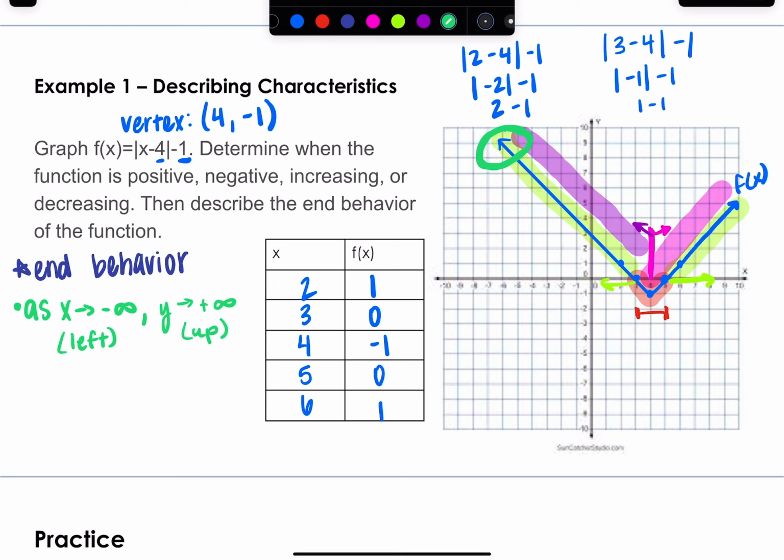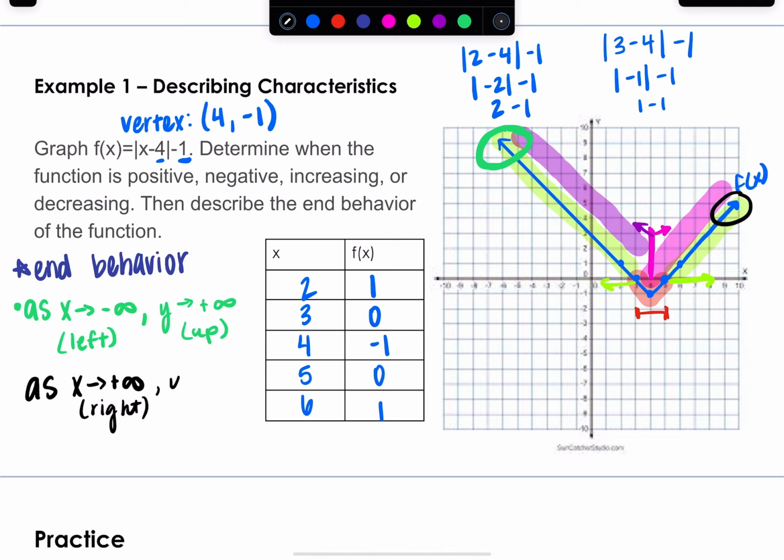I'm going to run out of colors here soon. All right. Then you look at the other tail. So as x approaches positive infinity, that's the right side. Looking at this tail. Again, this one is facing upwards, so that will also be y is approaching positive infinity.